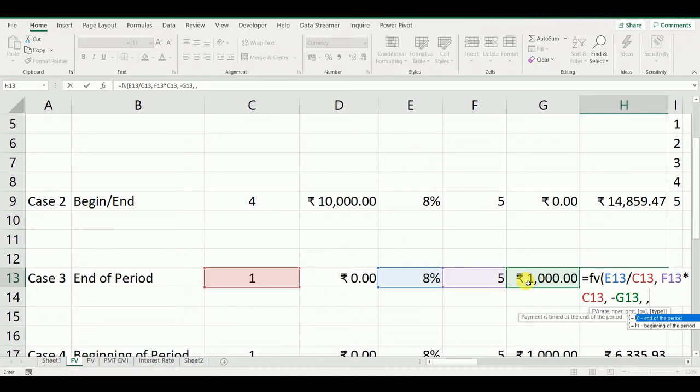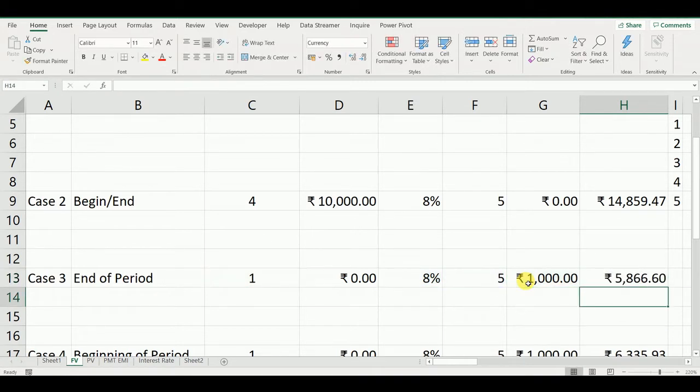Now we have to select end of the period or beginning of the period. As we are investing at the end of the month, we will select end of the period. So we can put 0 and we will close the bracket. So here we are getting 5,866.60. So this we will verify from our manual calculation also.